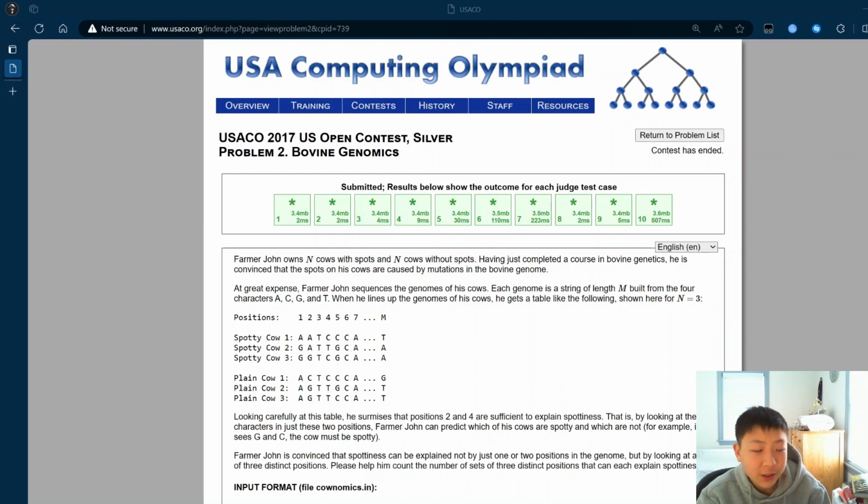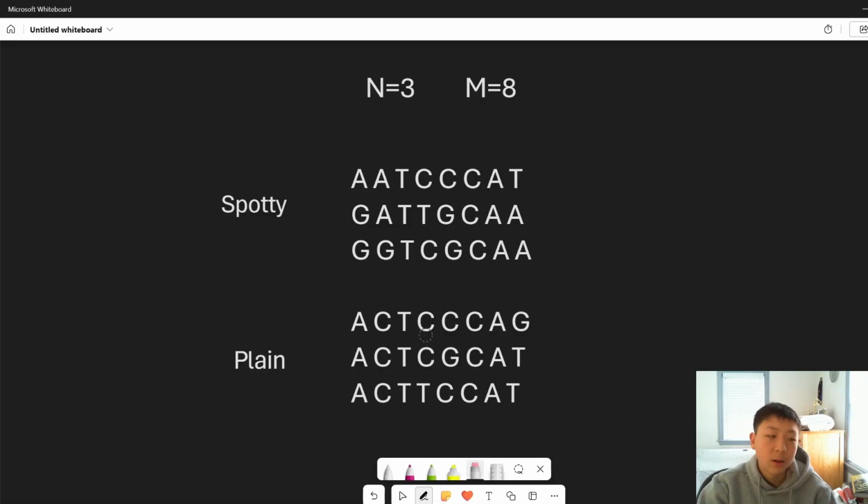Without further ado, let's take a look at the sample input. So in the sample input, I have already put all the genomes for spotty cows and plain cows. So our job is just to find 3 indexes. And because there are so many combinations of finding 3 indexes, we're not going to go through every one of them, but we're going to go through some examples. So the first example is, let's just take the first 3 indexes. We're going to take these 3. And when we take these 3 indexes, we're not going to look at anything other than these 3 indexes.